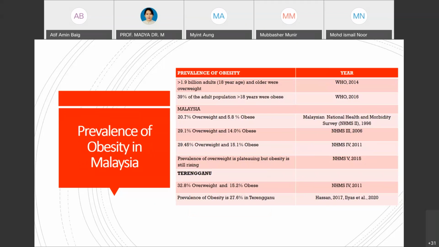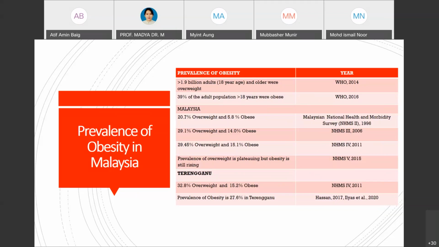Well, so this is the prevalence of obesity in Malaysia. I'll not go through the entire table, but looking at 2015, it's rising, and the latest one is NHMS 2017, and in 2019 we do have some reports. But focusing on the state where I'm from, Terengganu, we have 32.8% overweight and 15.2% obese according to the National Health and Morbidity Survey in 2011.